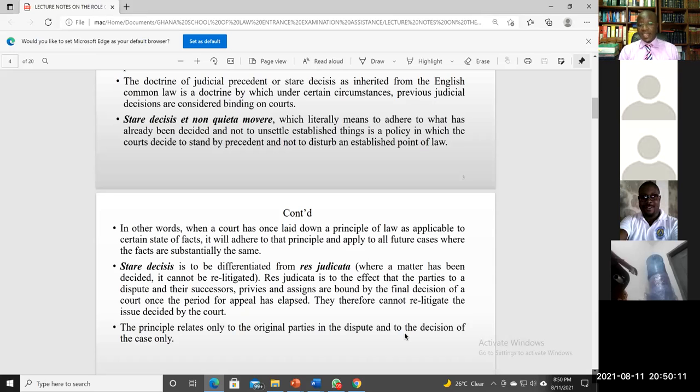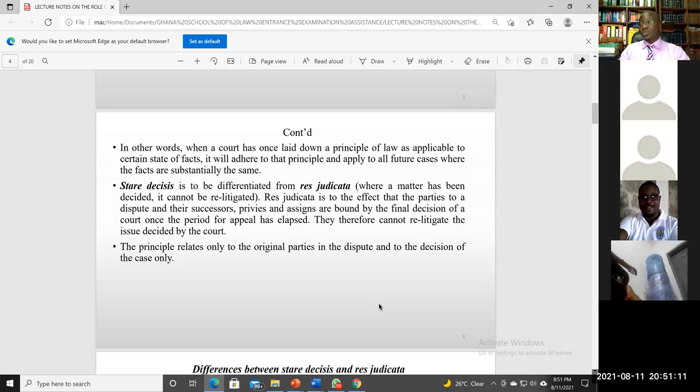So res judicata, again, simply means that the parties to the dispute and their successors, privies and assigns are bound by the final decision of the court once the period for appeal has passed, and they cannot relitigate the issue decided by the court. So res judicata relates only to the original parties in the dispute and to the decision of the case only. The decision of the case is different from the principle of law laid down in the case. The principle of law laid down in the case is what will count for purposes of judicial precedent. But the decision on the facts is what will count for purposes of res judicata.